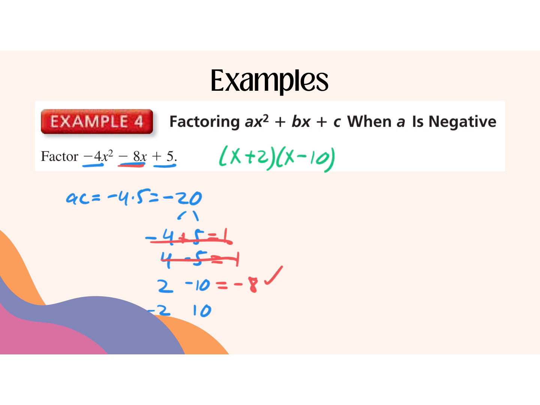Once again, you have a number in front with your x squared. So then I want to divide by that number. X plus 2 divided by -4. 2 and -4 are going to simplify into 1 over -2.